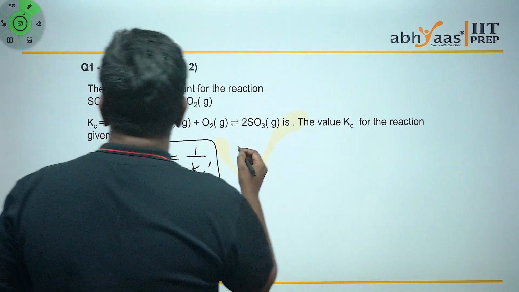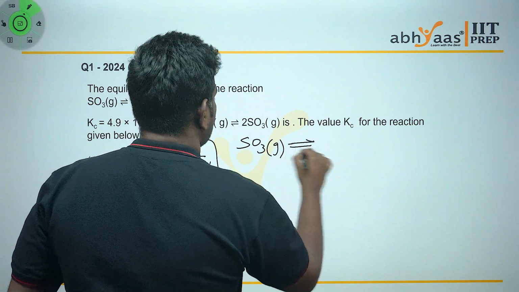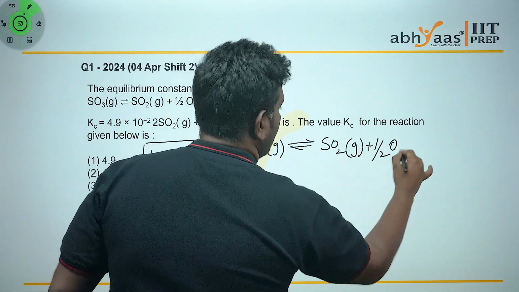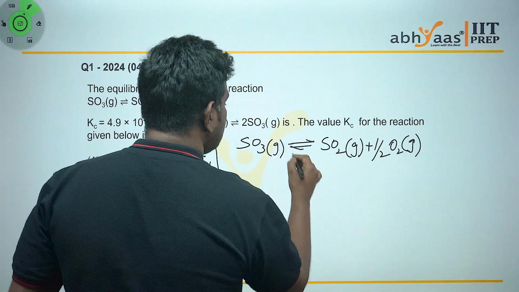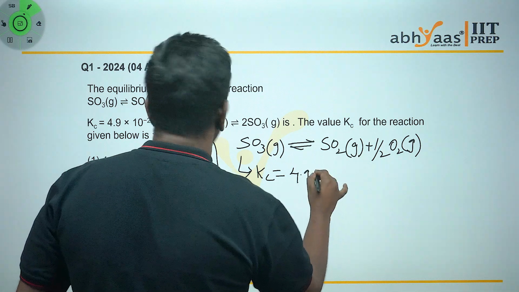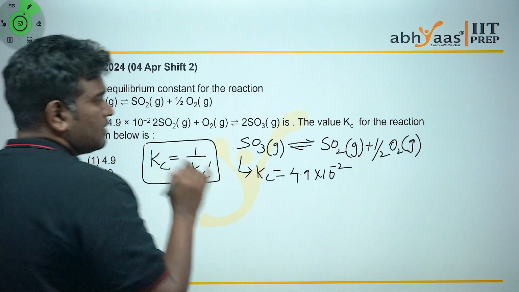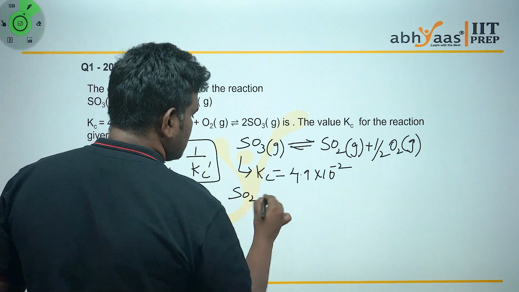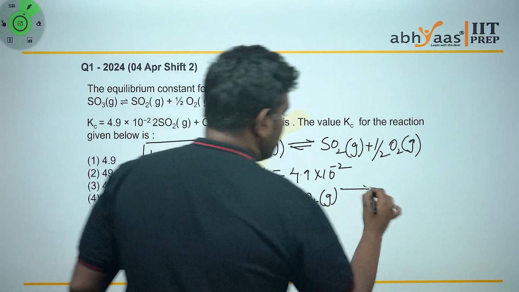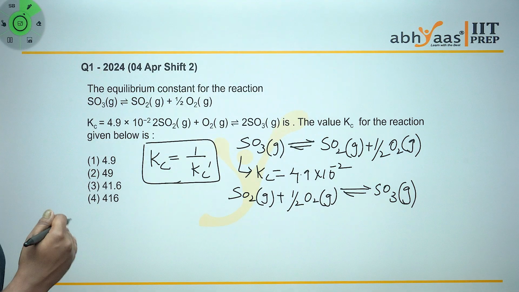Now we will see the forward reaction here. SO3 gas giving you SO2 gas plus half O2 gas, and for this particular reaction Kc is given as 4.9 into 10 raised to minus 2. Now if you write the exact reverse reaction, what will that be? SO2 gas plus half O2 gas giving you SO3 gas. So this is the exact backward reaction, right?